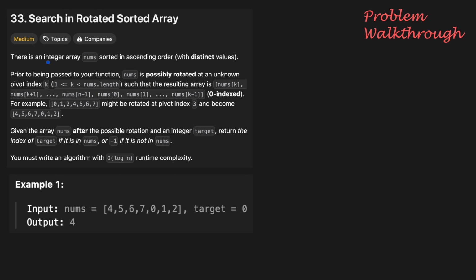Now to the problem. In this problem, we are given an integer array nums sorted in ascending order with distinct values. However, the array could be rotated from an unknown position towards right. This means a part of the sorted array is moved to the front, breaking the usual order. For example, the array 0, 1, 2, 4, 5, 6, 7, rotated at the pivot index 3 would look like this one. And our task is to take this rotated sorted array and a number target and find the index of target in nums and return -1 if the target does not exist in the array.